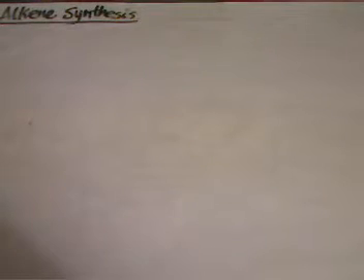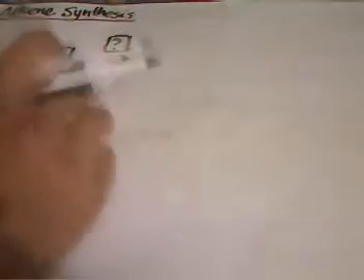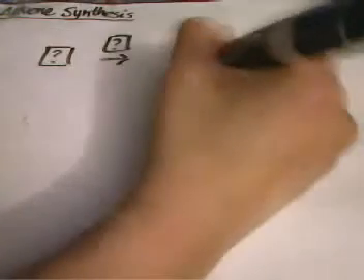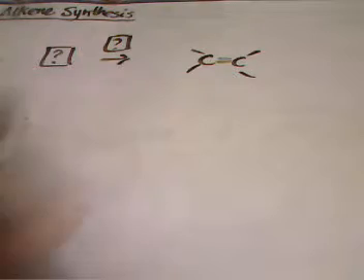In this video, we're going to learn about alkene synthesis. First, we're going to review reactions that can give us alkenes, which we learned in the previous chapter already. So what starting materials, reagents, and processes create a double bond, or give us an alkene.